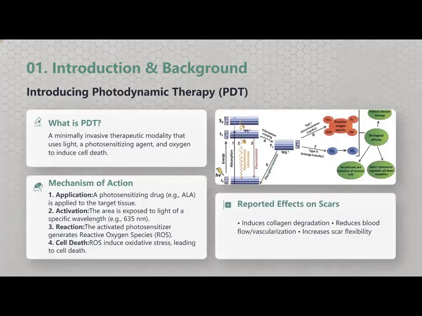We know photodynamic therapy, PDT, is a minimally invasive modality using light-activated photosensitizers to induce target cell death. The protocol involves topical photosensitizer application, followed by light activation to generate reactive oxygen species and induce cytotoxicity. PDT shows promise in scar management by promoting collagen remodeling and reducing neovascularization.